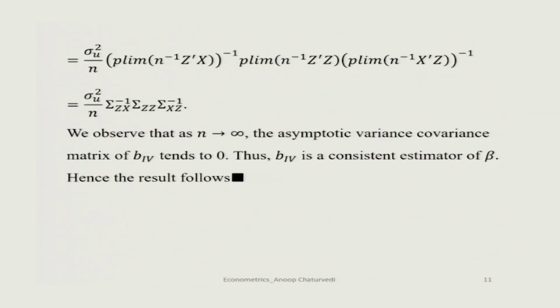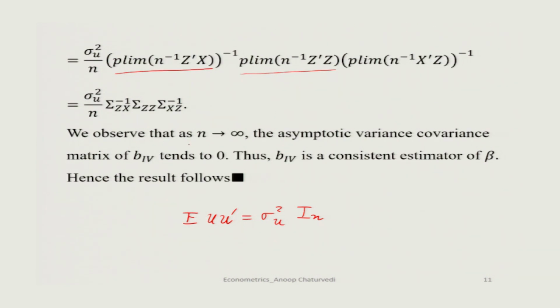Now, the expectation of u u transpose is equal to sigma square u I n. So, we take the expectation and obtain sigma square u upon n, the probability limit of n inverse Z transpose x inverse, then the probability limit of n inverse Z transpose Z, then the probability limit of n inverse x transpose Z inverse. The probability limit of n inverse Z transpose x is equal to sigma z x, so you get sigma z x inverse here, then the probability limit of n inverse Z transpose Z is sigma z z, and then again you get sigma x z inverse. So, you get this expression.